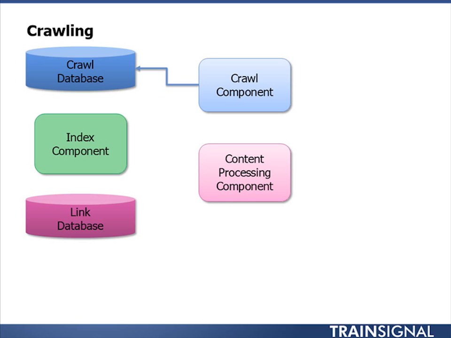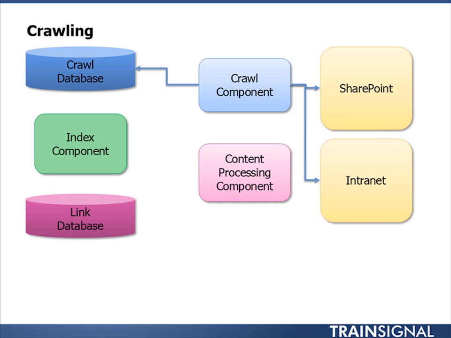Now, once they get the link, they're then going to go off and contact whatever type of system it is that needs to be contacted. And this could be SharePoint. This could be an intranet web application. This could be Exchange public folders. It's going to go off, request the particular item, and then pass that item off to the content processing component.